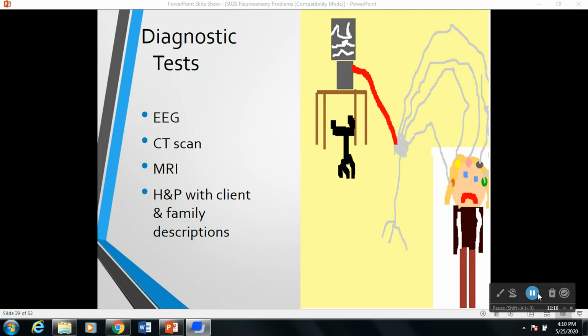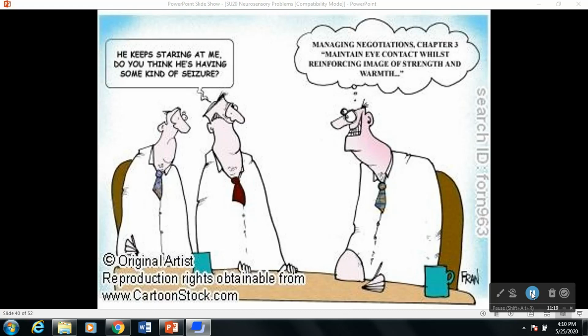Here's a little cartoon for you. On the left, the man is telling the other guy, "He keeps staring at me. Do you think he's having some kind of seizure?" And the guy on the right says, "Managing negotiations, chapter 3, maintaining eye contact while reinforcing image of strength and warmth." Just a little humor for you.